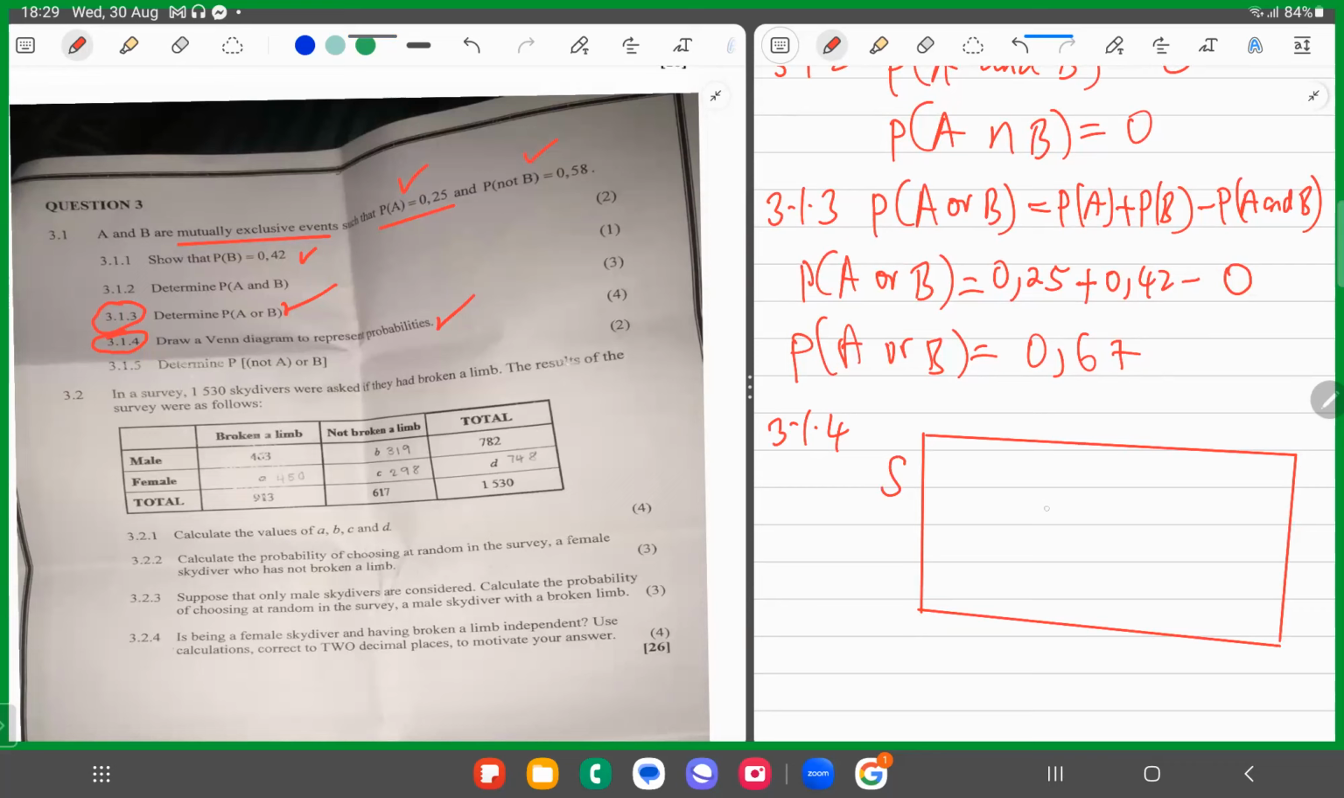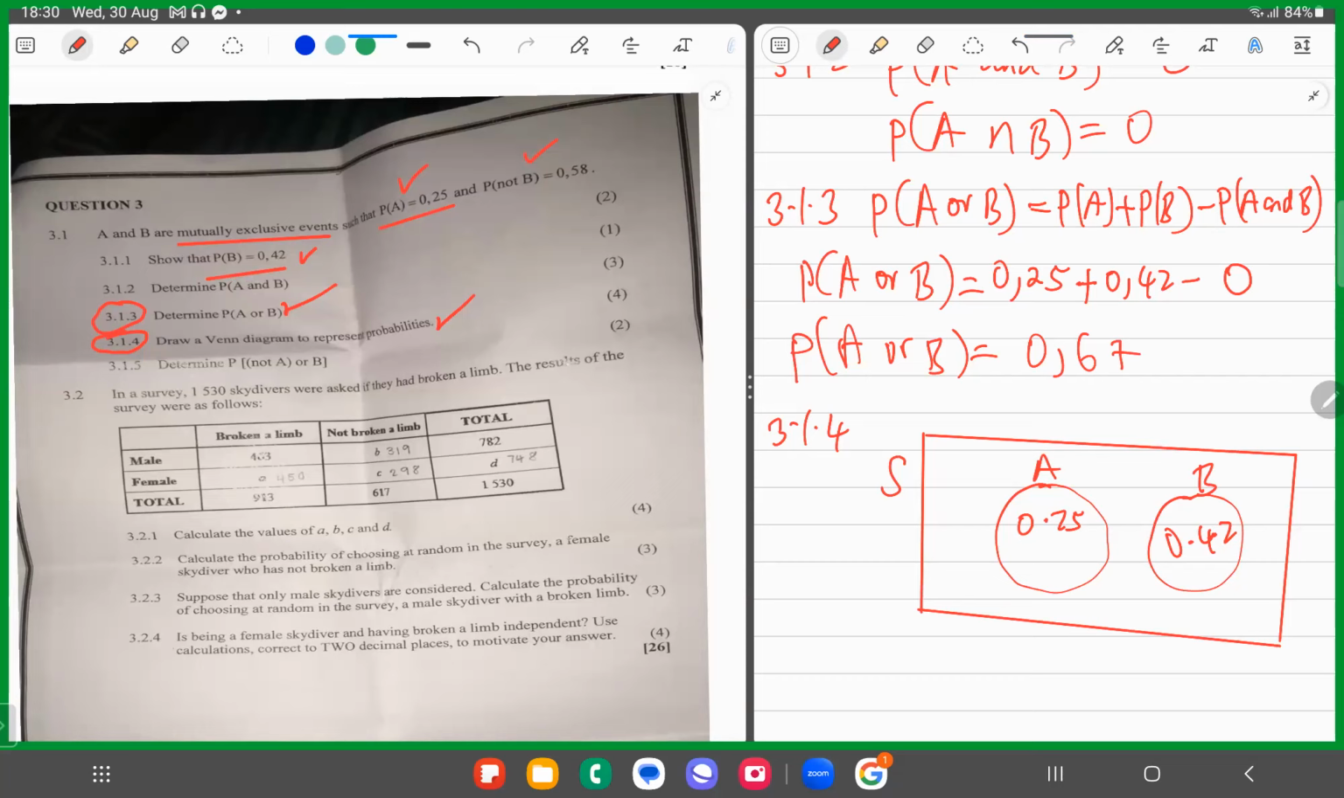So in other words, you have this one here, which will have the probability of A, and then you have the probability of B. Look at this. The probability of A here is 0.25. And then the probability of B is 0.42. We've already got that in the previous question.